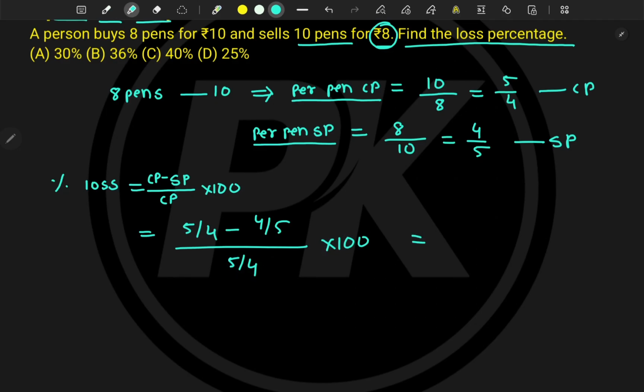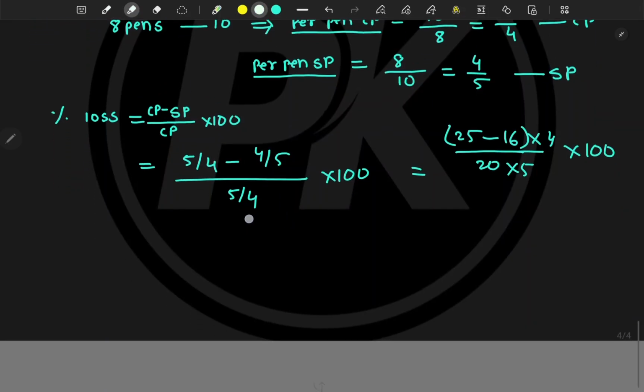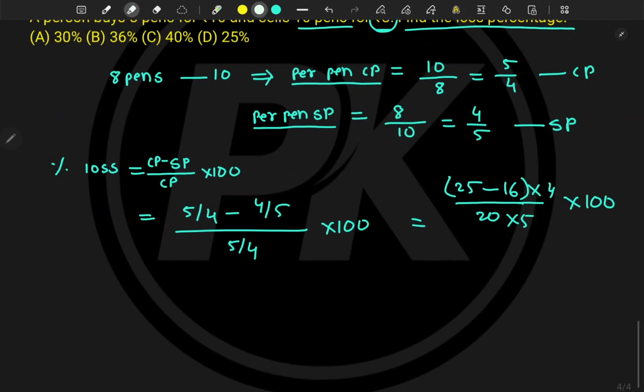Just solve this. Now we know the LCM, right? It is 20. And now here 5 5s are 25, 4 4s are 16, divided by 20. This 5 remains as it is, right? This 5 remains as it is, and 4 will come upward, and into 100. If you don't know the basic mathematics rule, I can't help it here. You should know these basics.